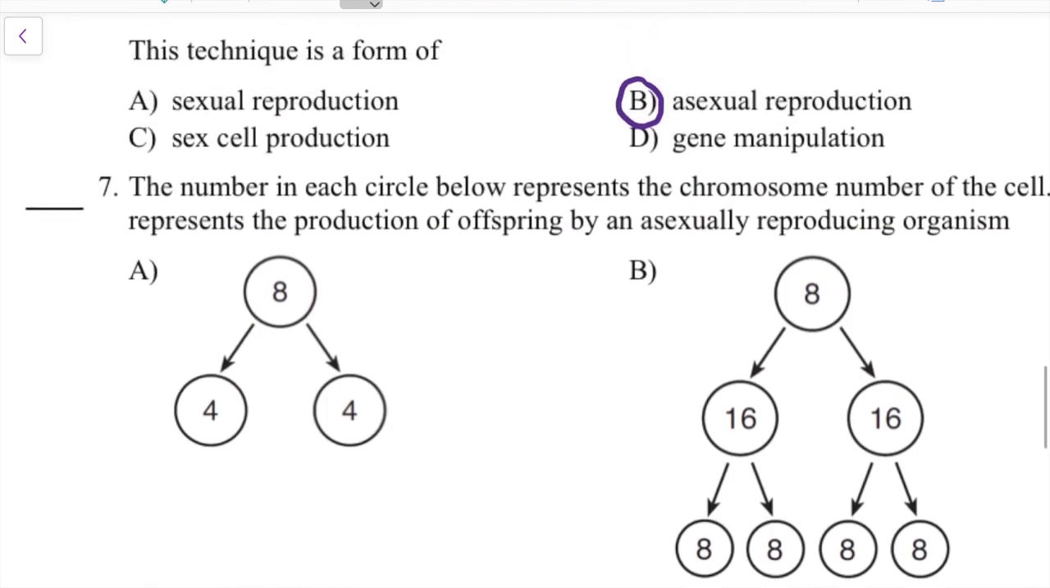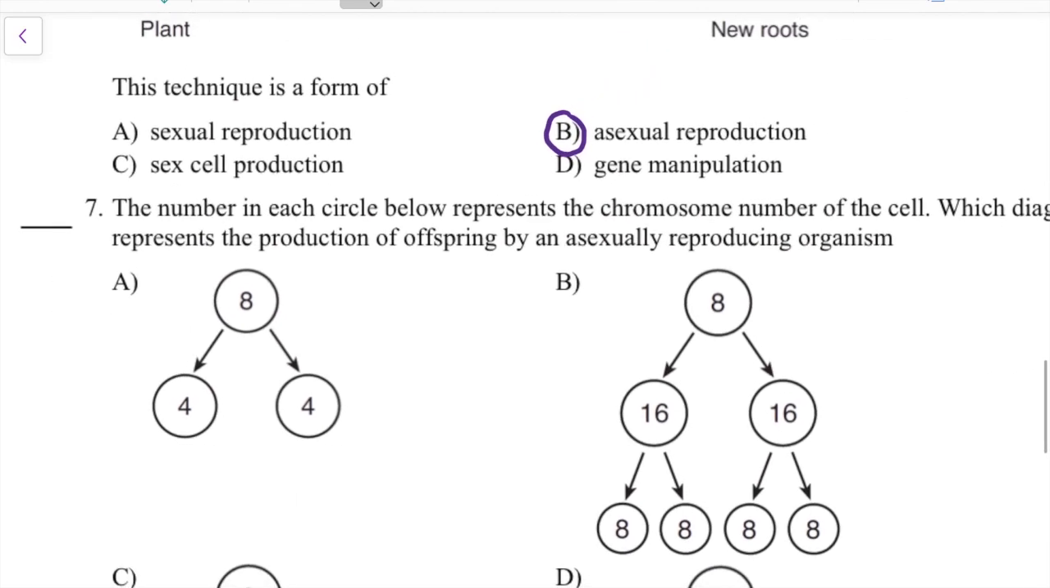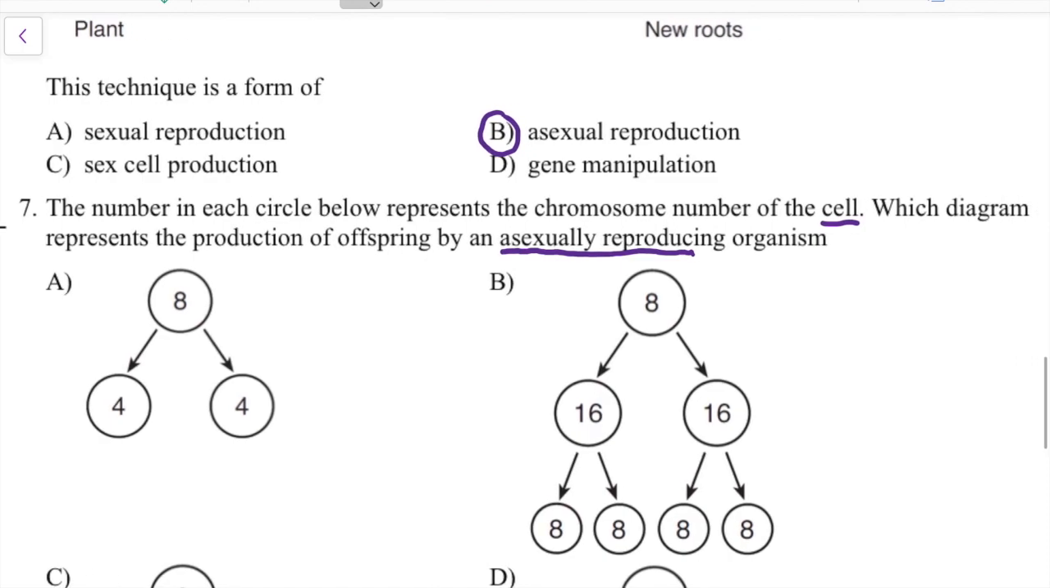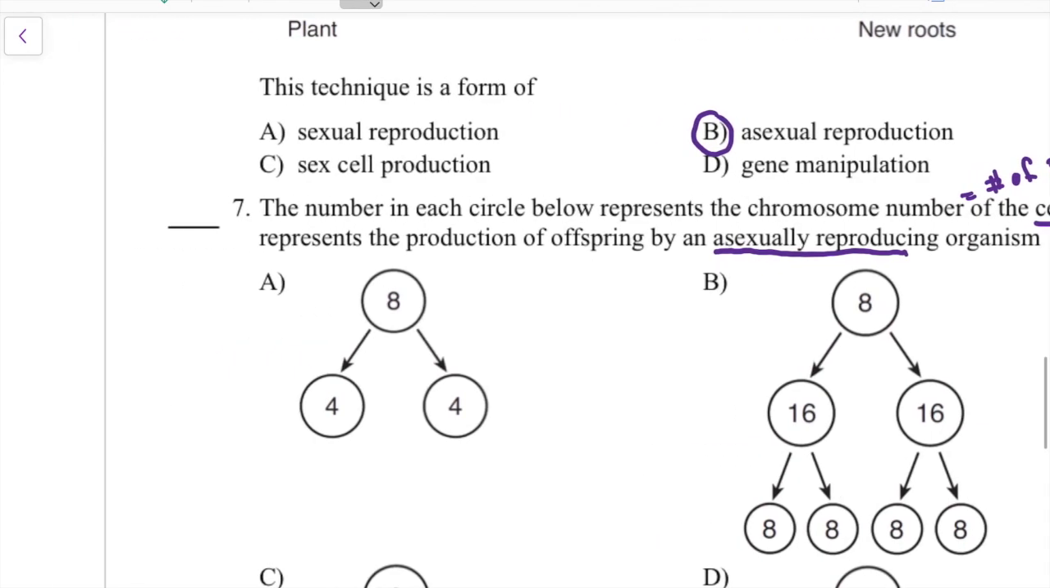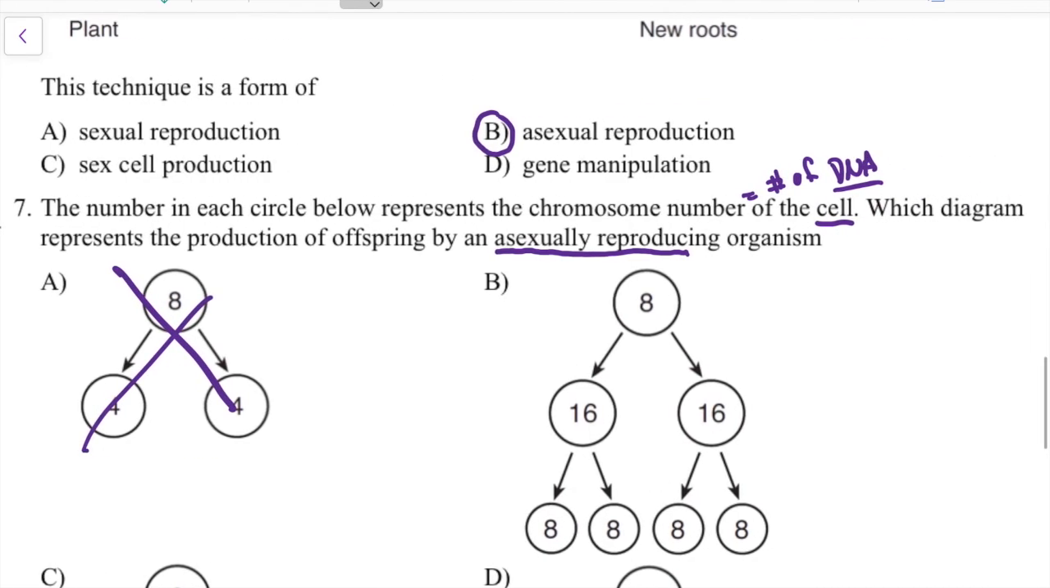And then my last one over here, which one represents asexual reproduction? It says the number in each circle represents the chromosome number of the cell. Which diagram represents the production of offspring by asexual reproduction? So the chromosome number, that is going to be the number of DNA, right? And we'll get into that tomorrow a little bit. So if we have 8 and then our offspring have 4, that can't be asexual. That's not identical.